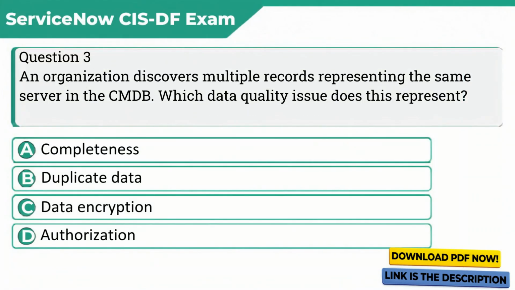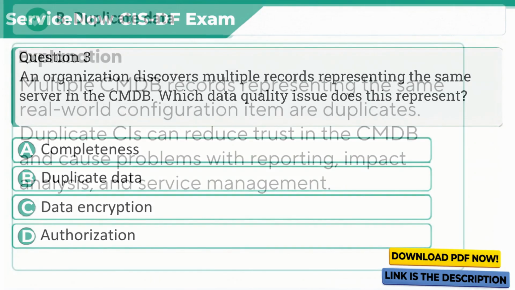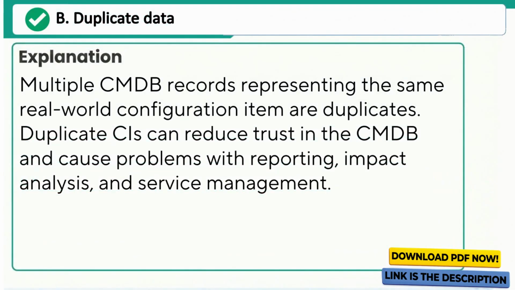Question 3. An organization discovers multiple records representing the same server in the CMDB. Which data quality issue does this represent? A. Completeness. B. Duplicate data. C. Data encryption. D. Authorization. Correct answer B. Duplicate data.